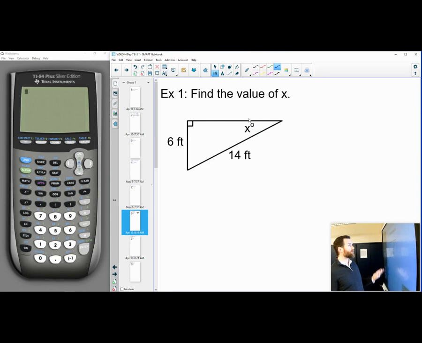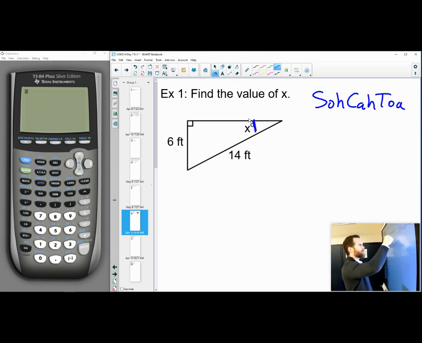But it's still a right triangle, so we can still use SohCahToa. We can use our right triangle trigonometry, sine, cosine, and tangent. Let's figure this out. We know we're going to focus on x because that's the angle we're looking for. 14 is the hypotenuse, 6 would be opposite, and the blank side is adjacent, but we don't really need the adjacent here because it's blank. It's not going to be helpful. So we want opposite and hypotenuse.